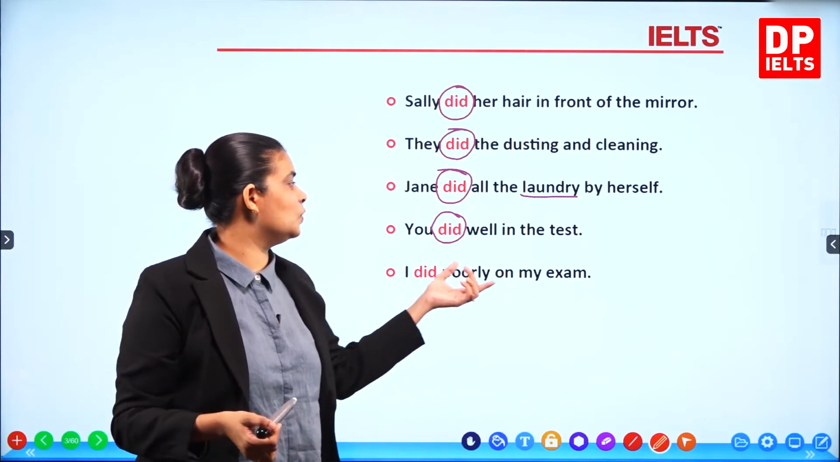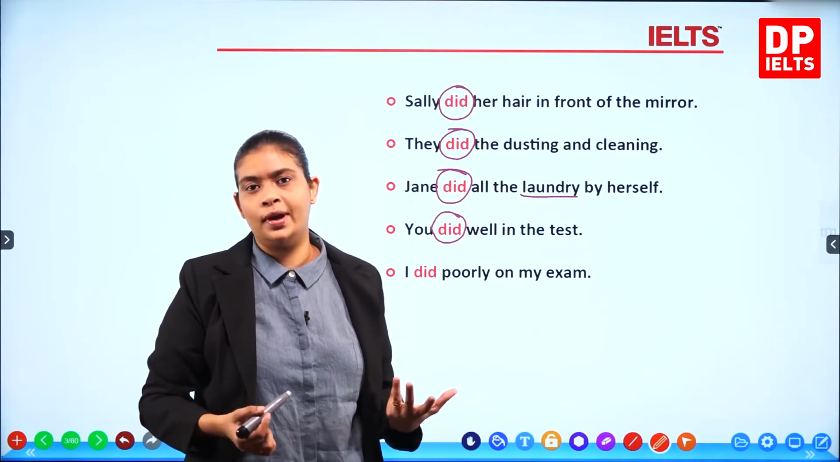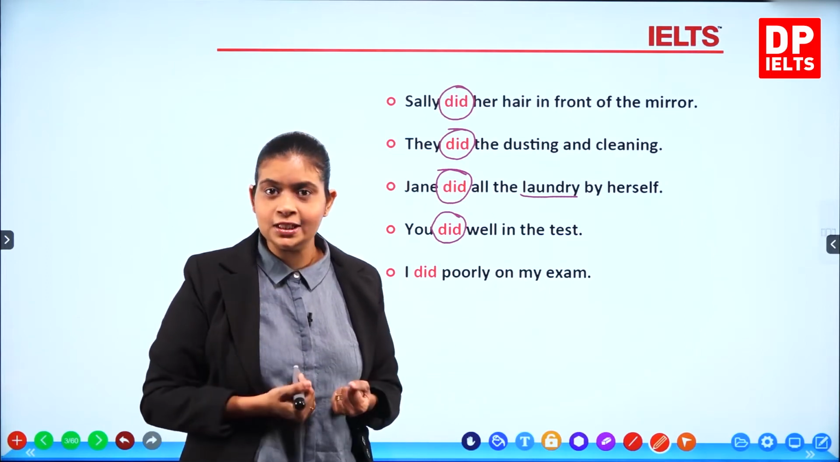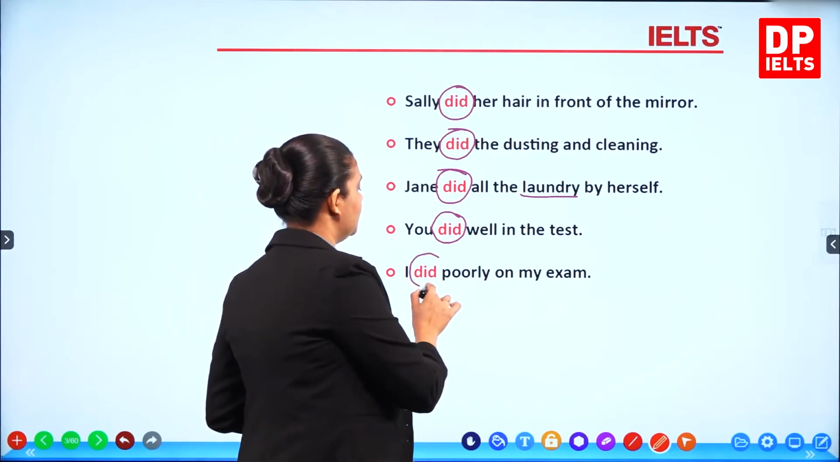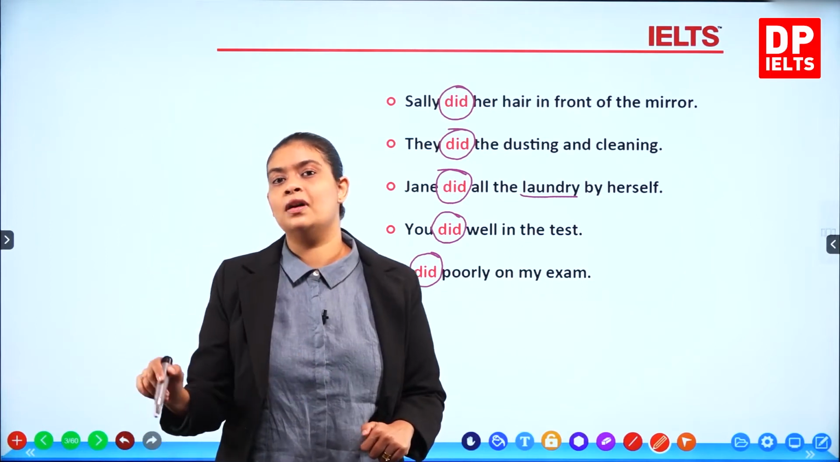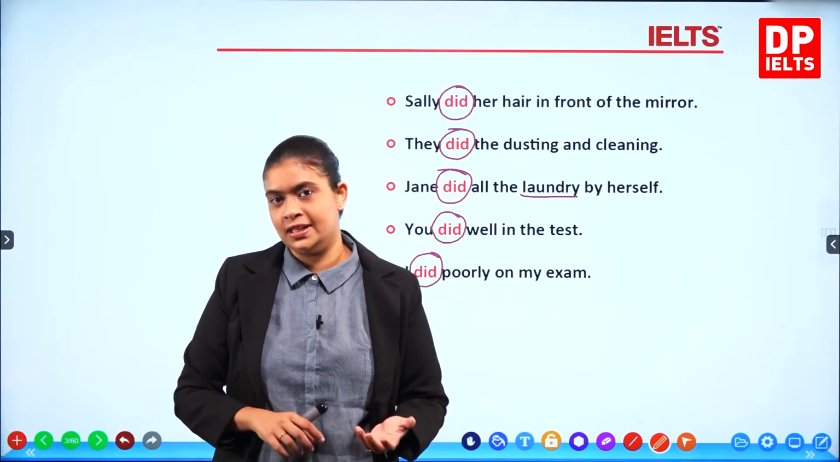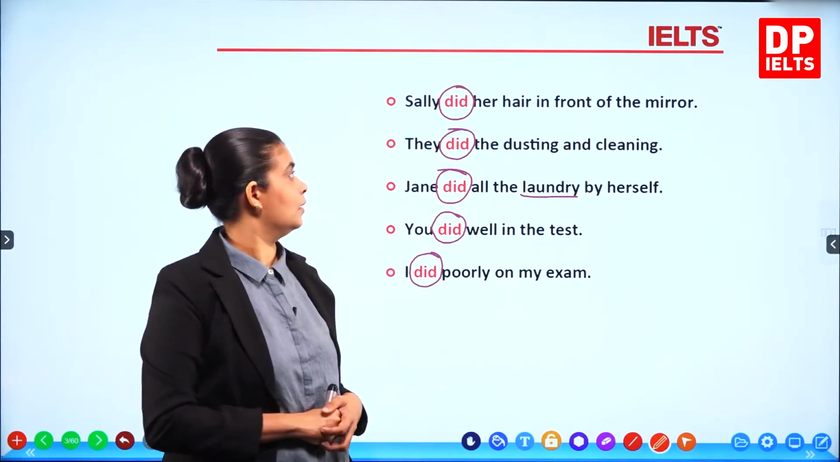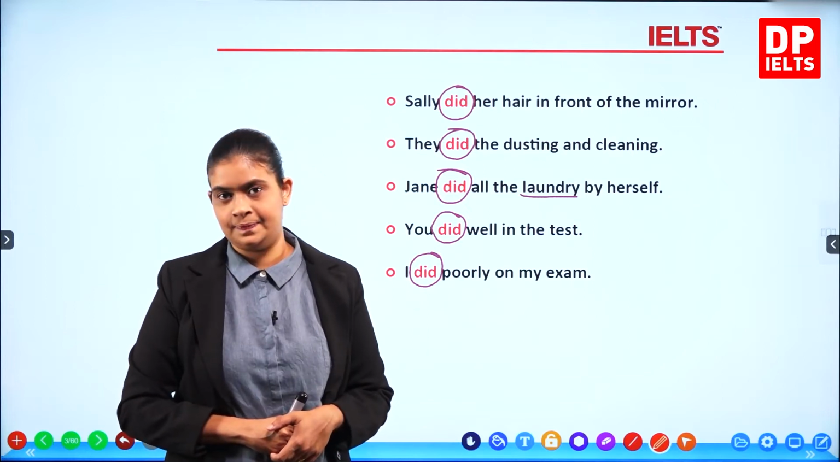I did poorly on my exam, which means you haven't done so well. But have you completed your test? Yes, you have. And because it is done, because it is in the past, we use the did be verb, which is used in the past tense.